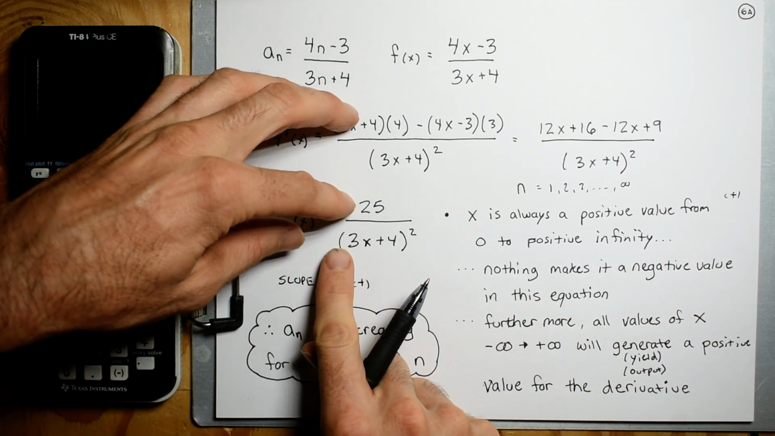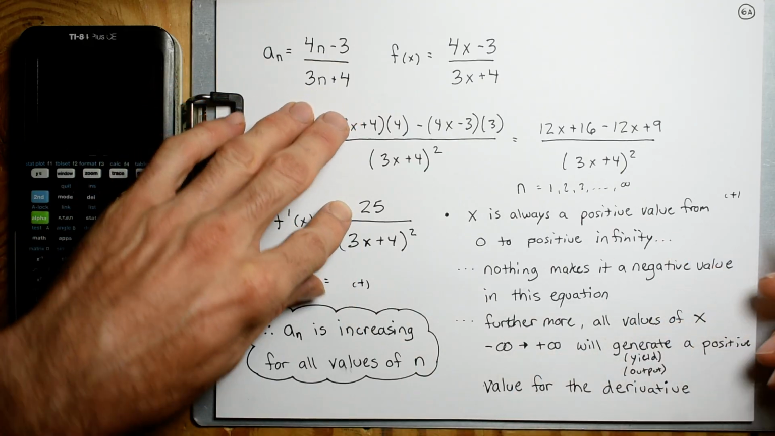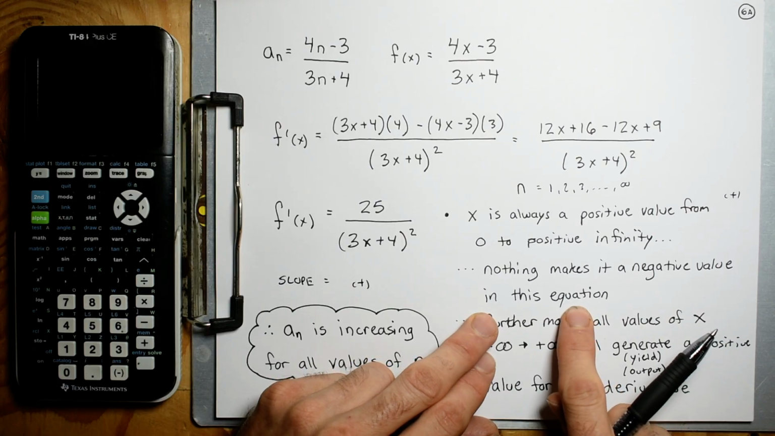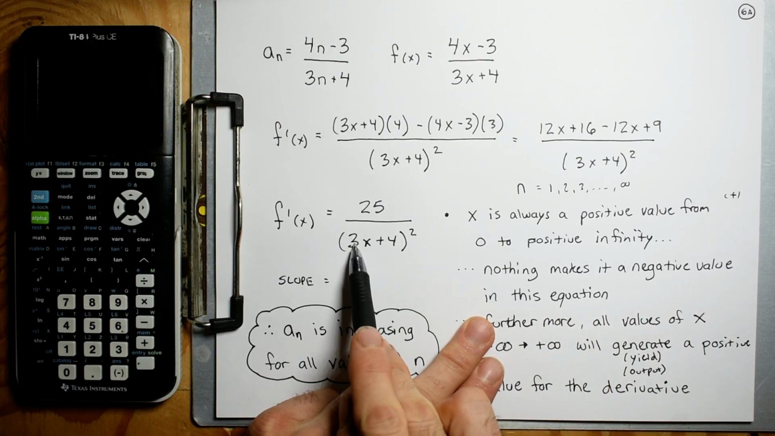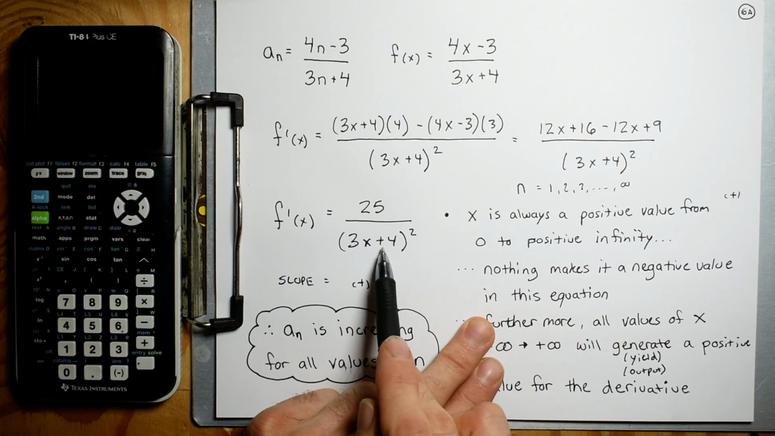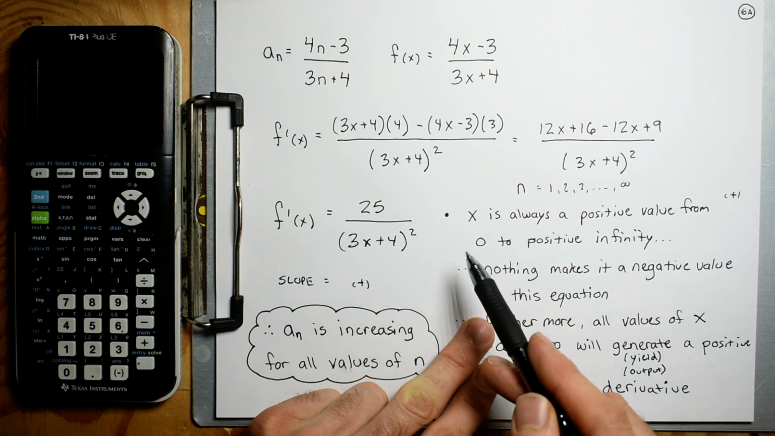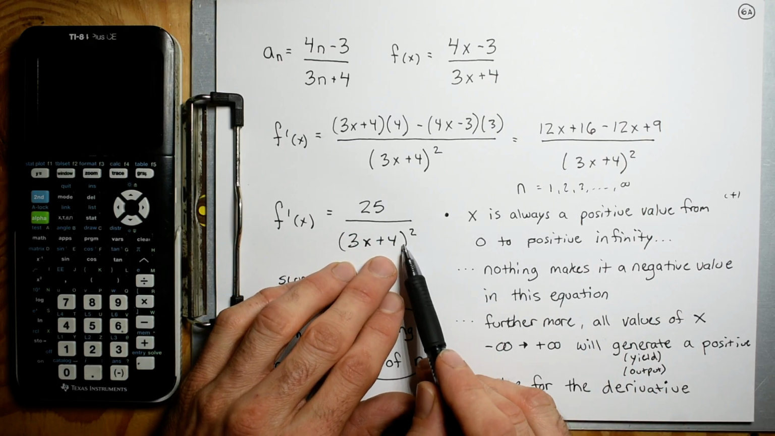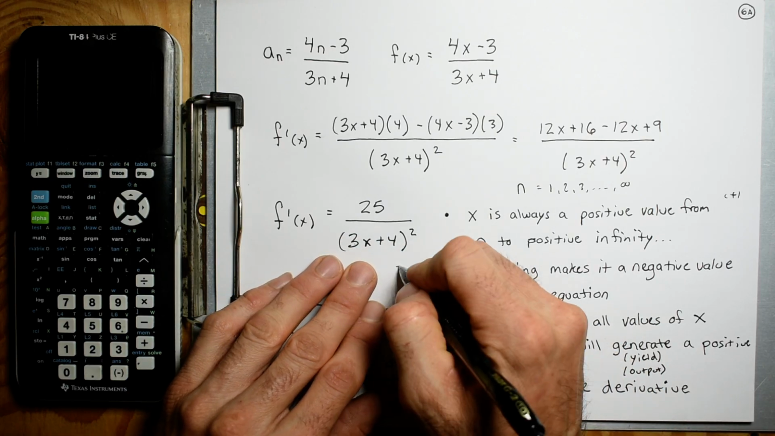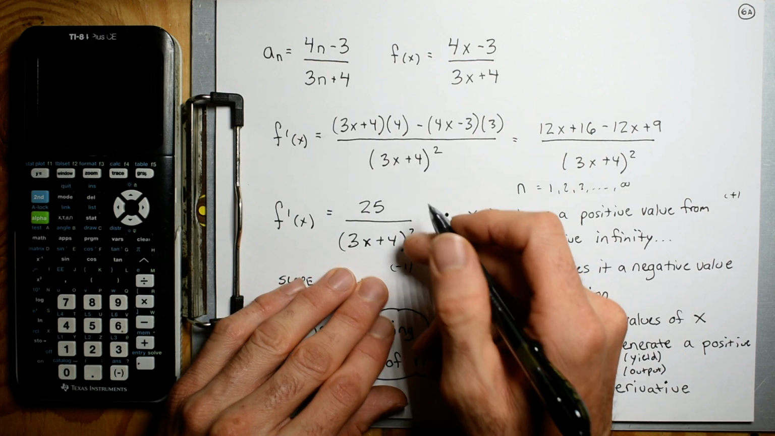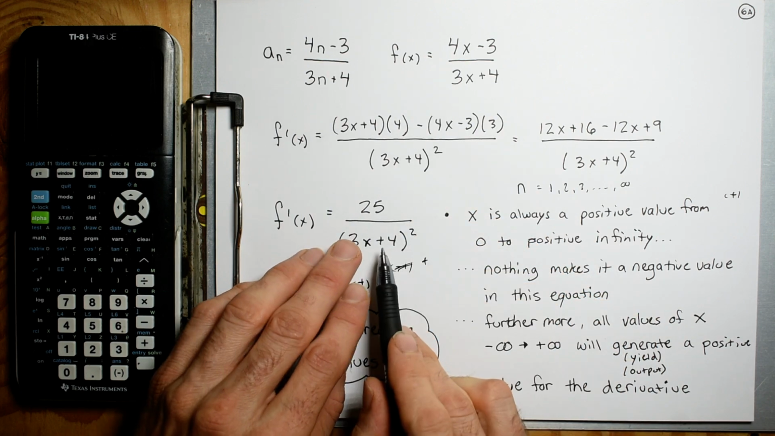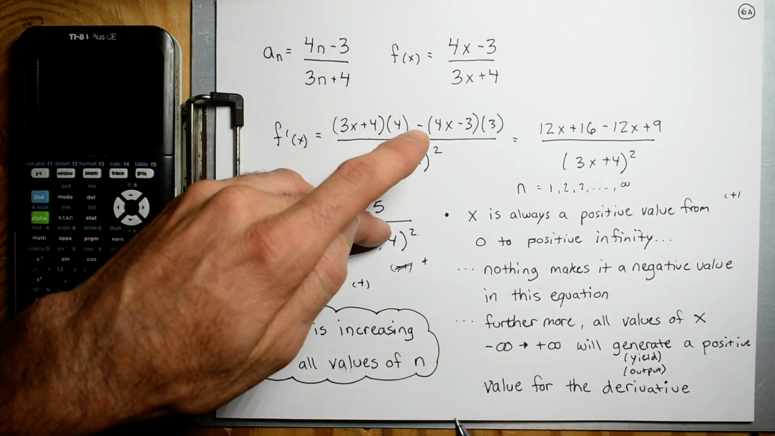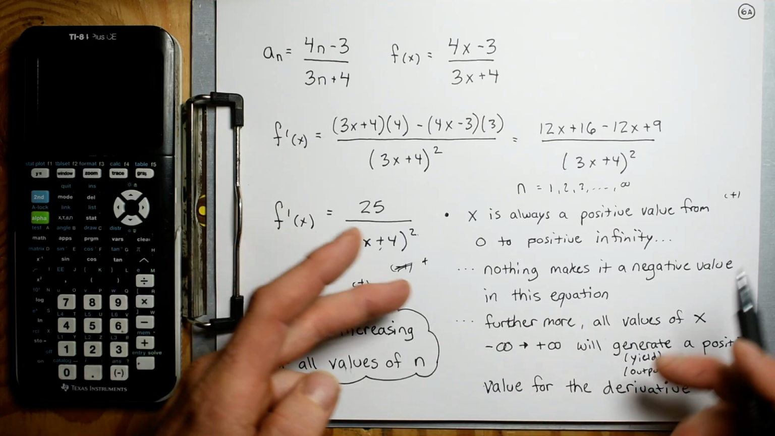I don't know, maybe there's a negative here that makes everything negative. So let's go to the next one. Nothing makes it a negative value in this equation. If I put in this 3, it doesn't make anything negative. Adding 4 isn't subtracting, so it's always going to be more positive. And then a square. Even if it was negative, that square is going to turn it into a positive. But we're already starting with a positive, squaring it. We do get a positive. 25 divided by that. There's nothing here that makes it a negative.